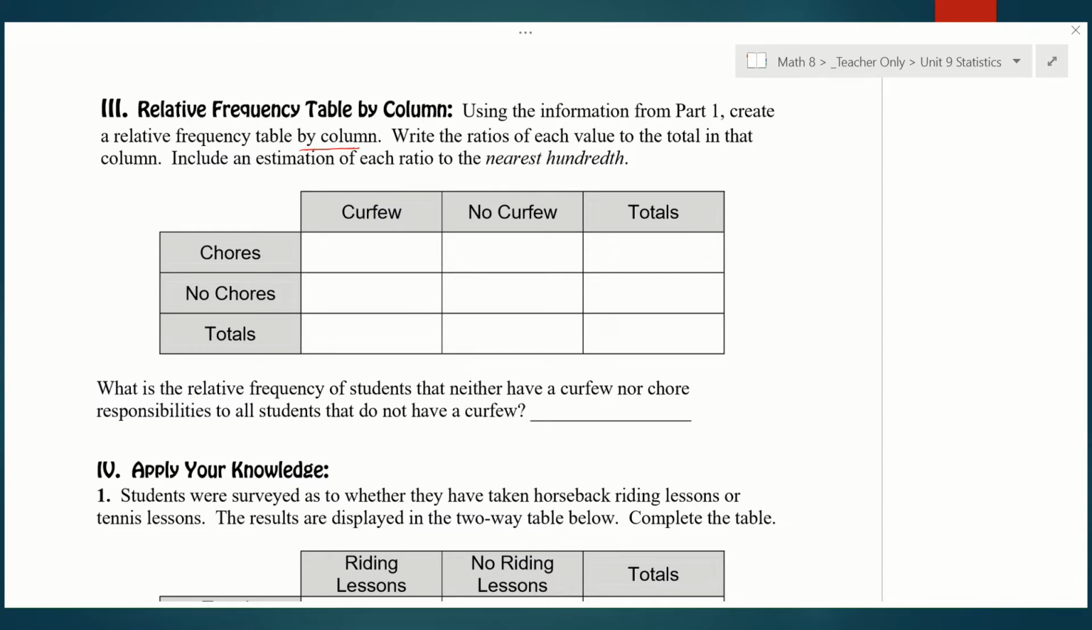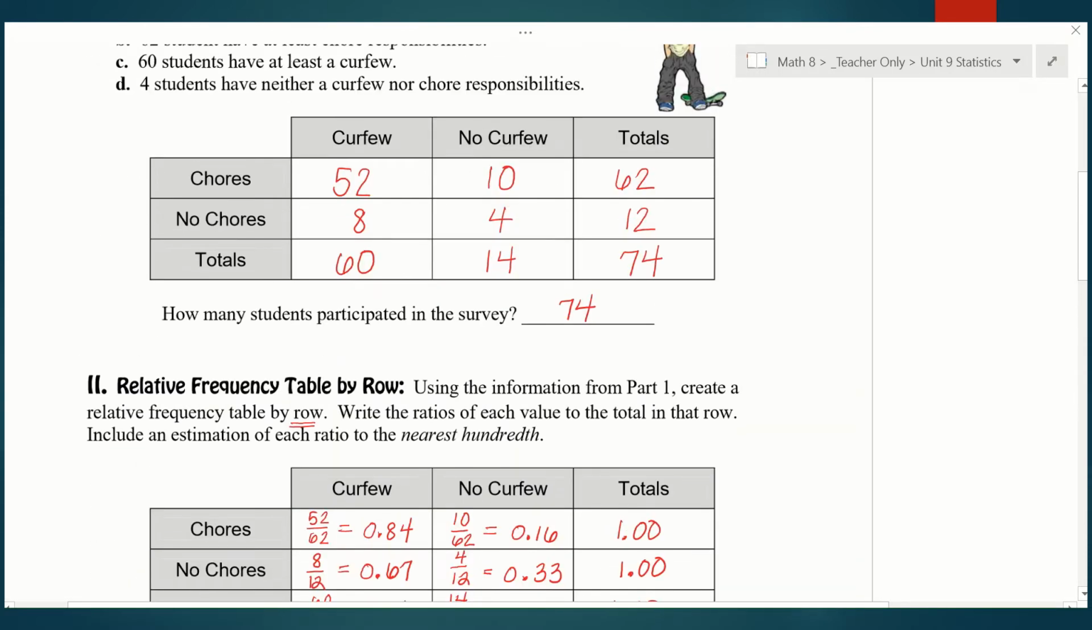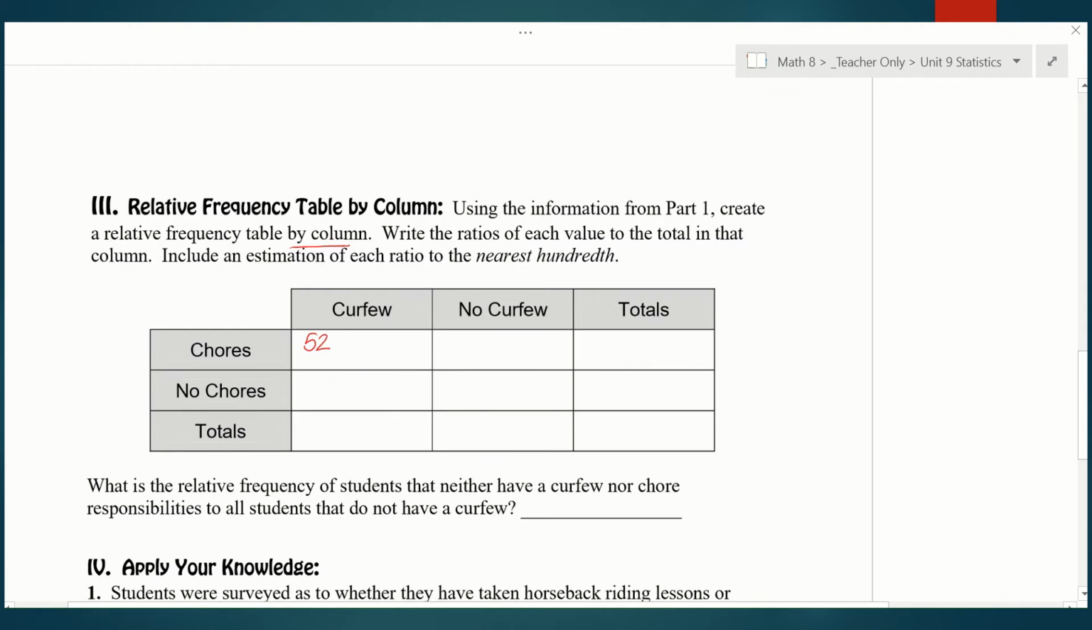Okay, so again, we know all of our initial values, but now I'm not using the row total to write my ratio. I'm using the column total. So I knew from my very first table that this number was 52. But let me go back to that first table. Instead of making it 52 out of 62, now I have to do 52 out of 60, because 60 is the column total, and that's what we're doing. We're doing relative frequency by column. So this is going to be 52 out of 60, which if I divide that, gives me 0.87.